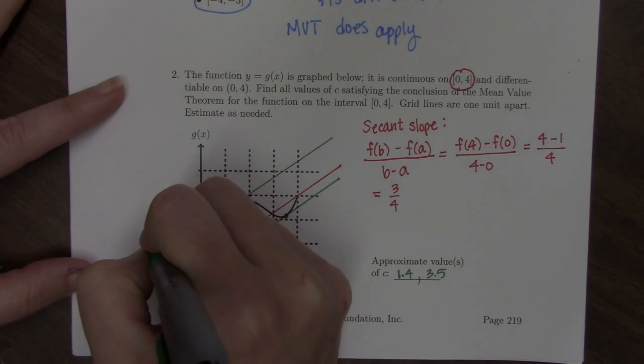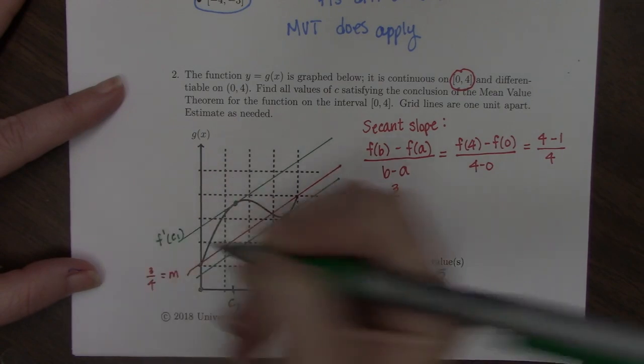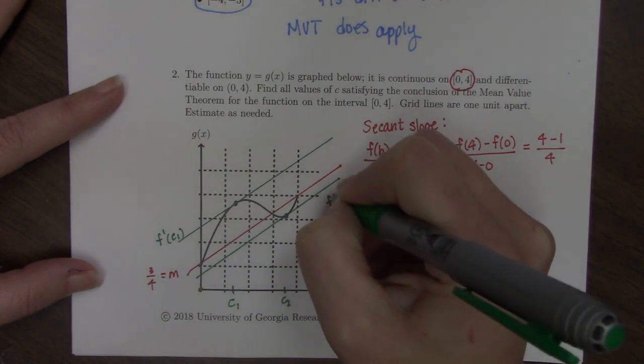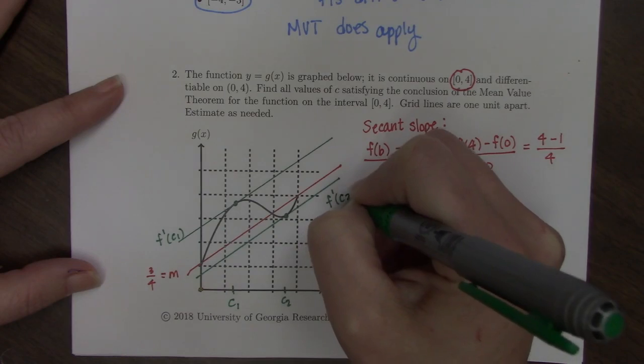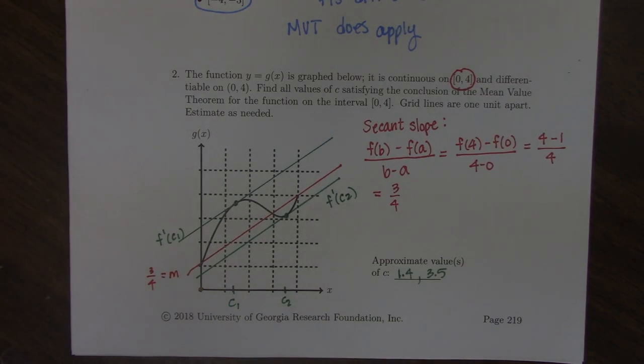And so this line represents f prime of c1, and this line represents f prime of c2. So if I were to plug the values of c1 and c2 into the derivative, if I had the function, it should come out to be about 3/4.